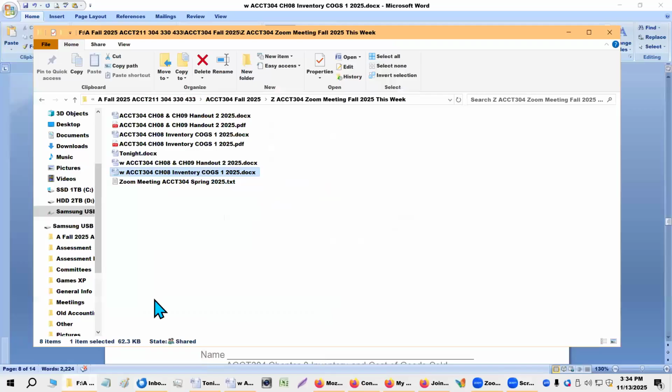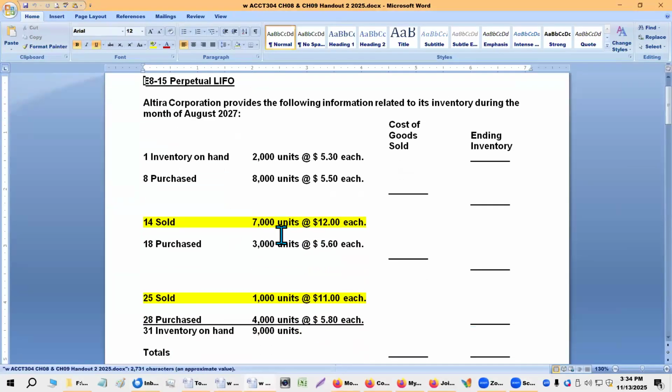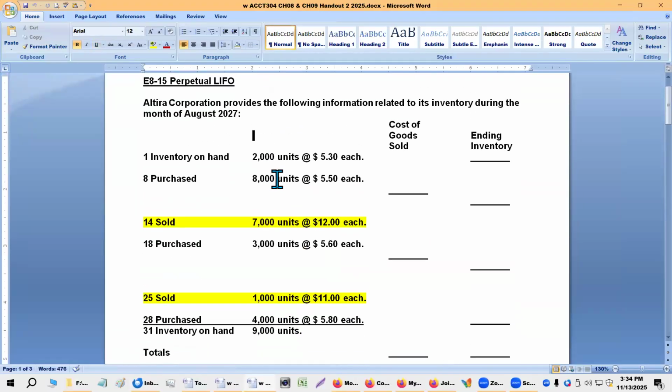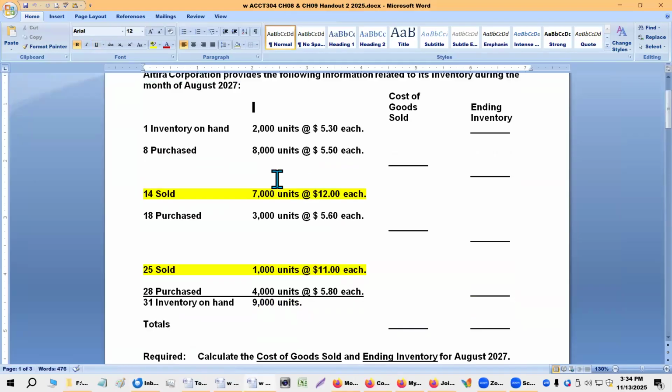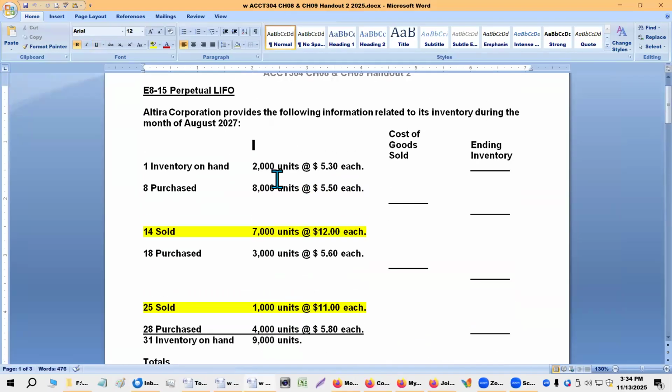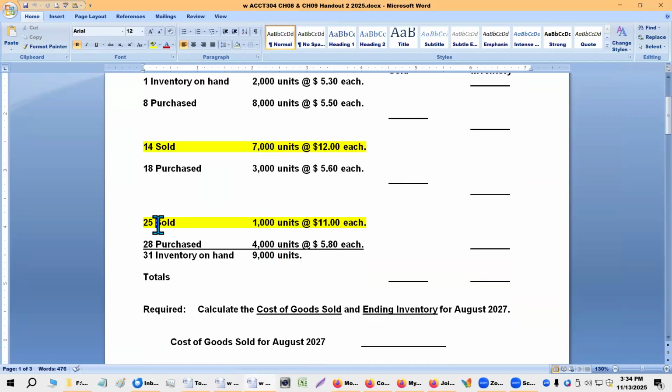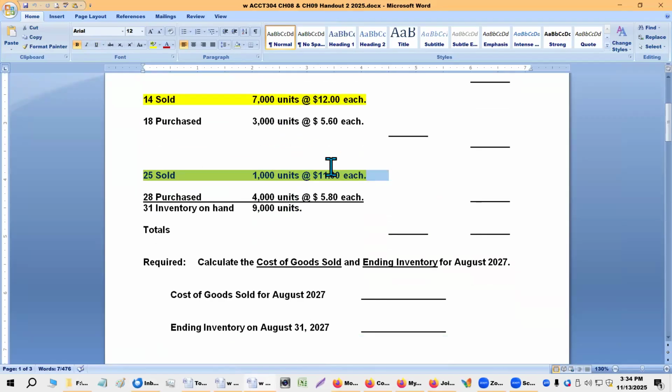Okay. Let's see what we'll get done on this other handout, and then we'll see what we'll have on the test. Handout 2. This is a perpetual LIFO. I don't know. Do you guys want to do this one? Well, let's go ahead and do this one. This one is a little bit how the book has it laid out, and I think it's maybe a little more easy. Actually, I should probably start doing it on mine.